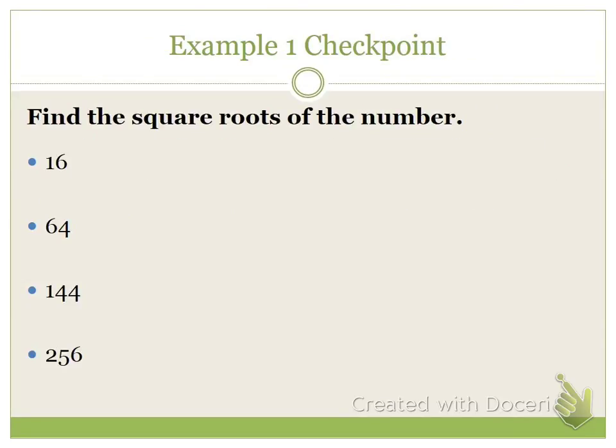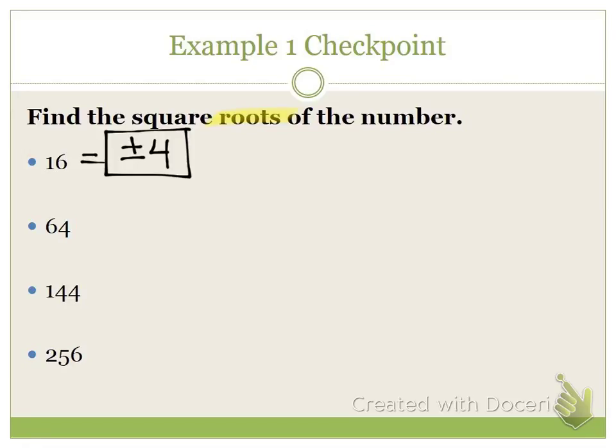So in example 1 checkpoint, I want you to take note of what the instructions say. Find the square roots, plural, of the number. Why is this? Well, it's because it has both a positive and a negative square root. Think about it. What's the square root of 16? 4. So 4 times 4, yes, is 16. But what about negative 4 times negative 4? It's also 16. So you see, guys, the positive and the negative solution both are true. The square root of 16 can also be negative 4.